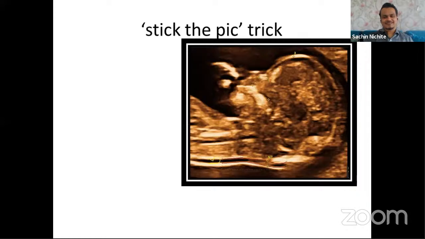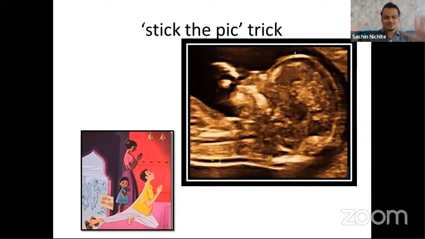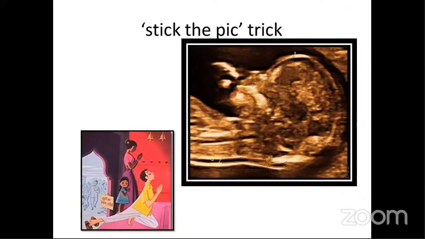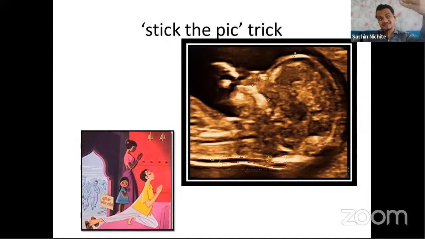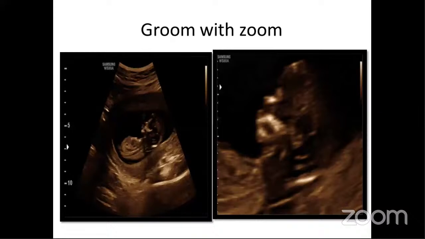Stick the pick, a very beautiful concept. Anybody who wants to learn NT scan, just stick this picture on the wall next to it. You keep on seeing that I have to acquire the same image like this front image on down here. Your brain gets the coordination right to get this image. You get this habit initially. That is called the stick the pick trick. Very beautiful trick to learn NT scan.